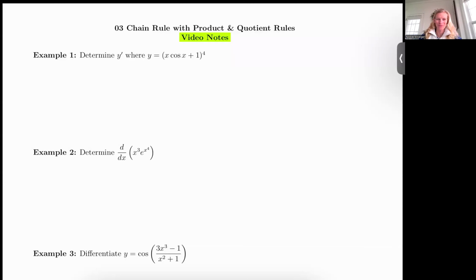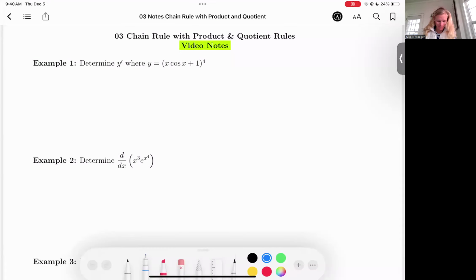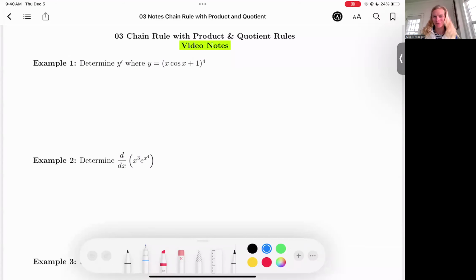We're going to do a few problems now that involve the chain rule mixed together with product and quotient rules. So there's nothing actually new here. It's all stuff that you could have done already. I'm just going to do some practice problems because, sometimes when we mix multiple rules together, it just gets a little messy.